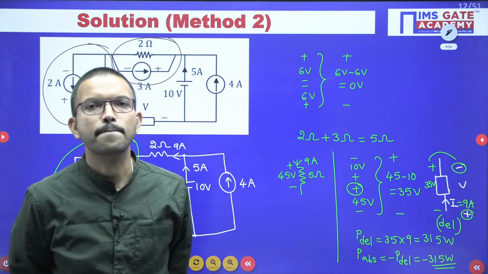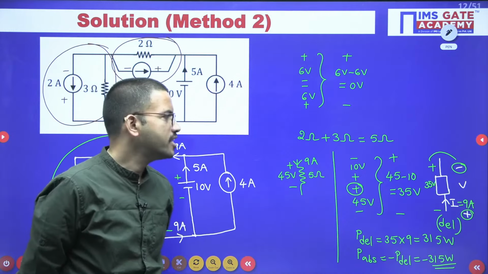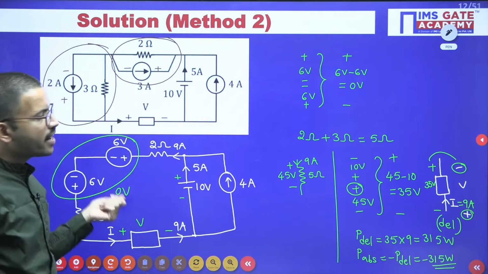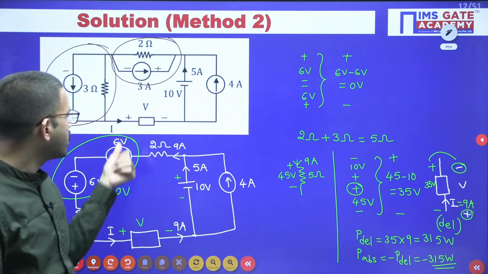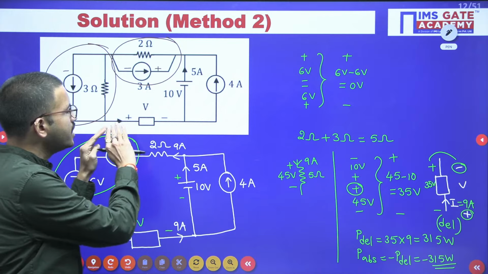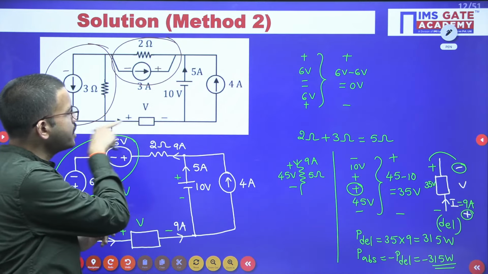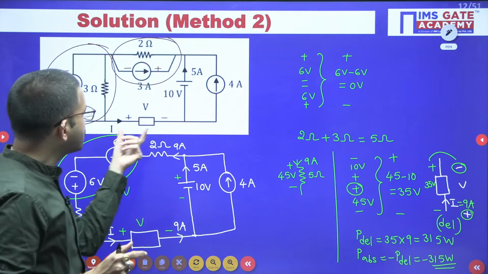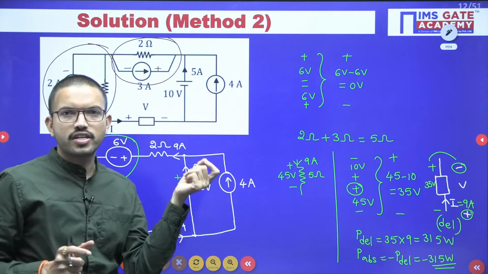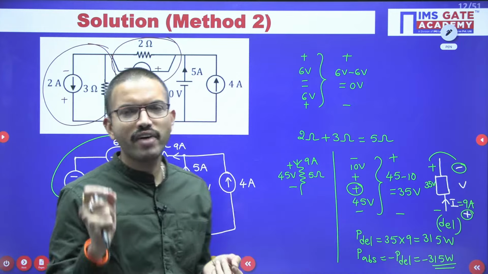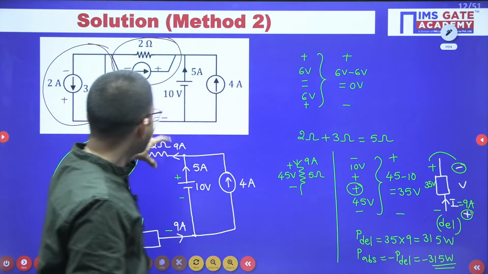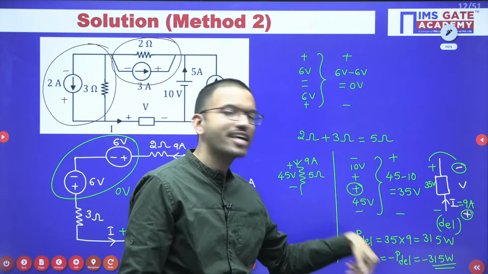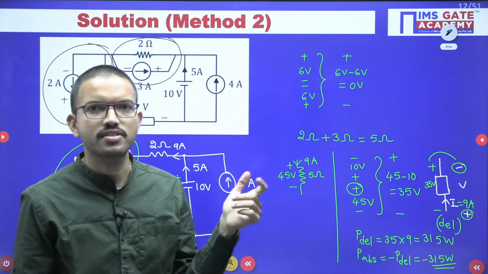Is it clear, Ritin? This is a very interesting question. That's why I have kept this question as MSQ, and generally students will get confusion. Whenever current enters the positive terminal of an element, by default you can consider it absorbing. If the absorbed value you got is positive, that definitely means the element is absorbing. But the moment you get negative, that means it is actually delivering, and vice versa.